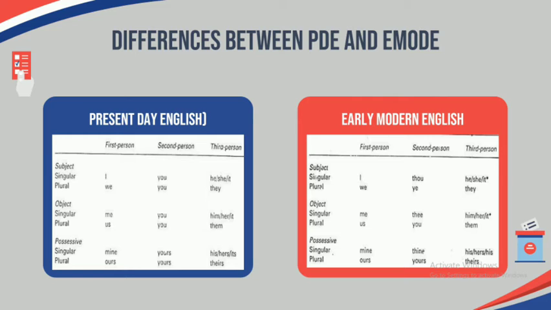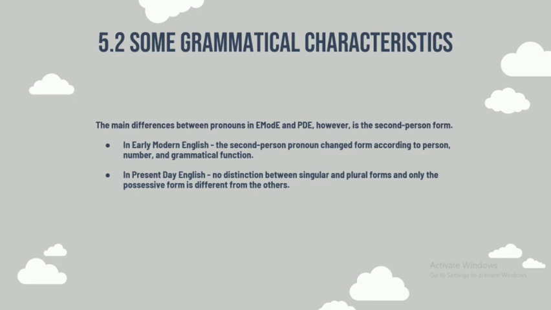We can take a look at the table of pronouns in early modern English. There are some differences between early modern English and present-day English pronouns. For example, at the beginning of the early modern period, it was usual for the masculine singular possessive pronoun his to be used in those instances where in present-day English we would use its.